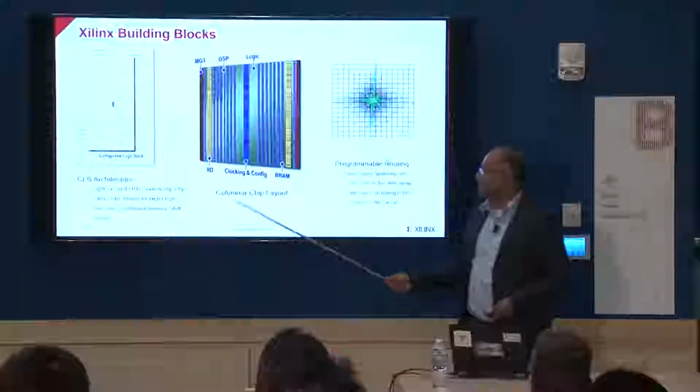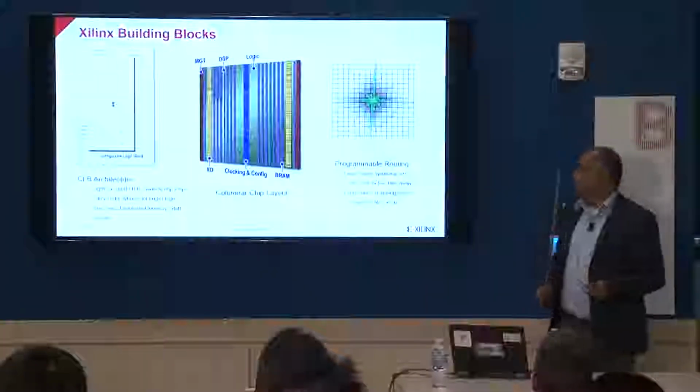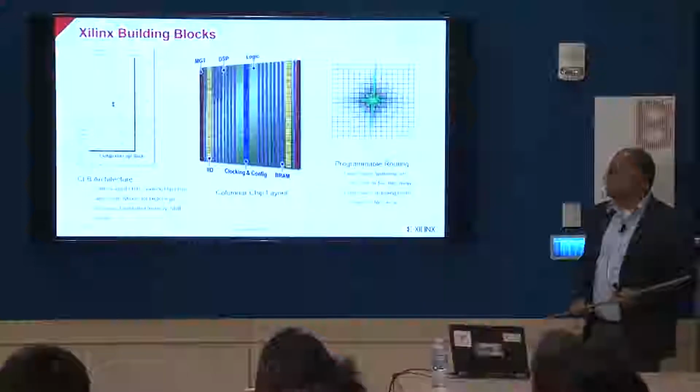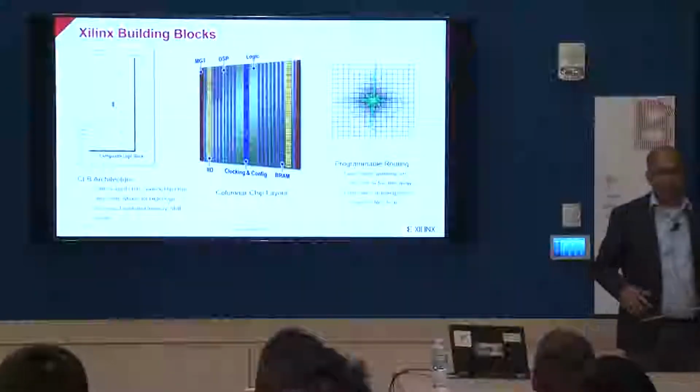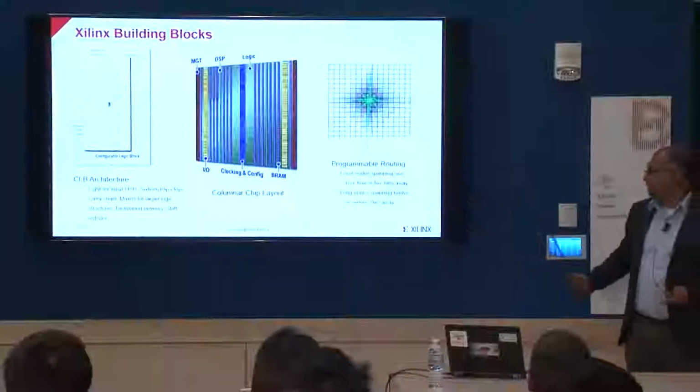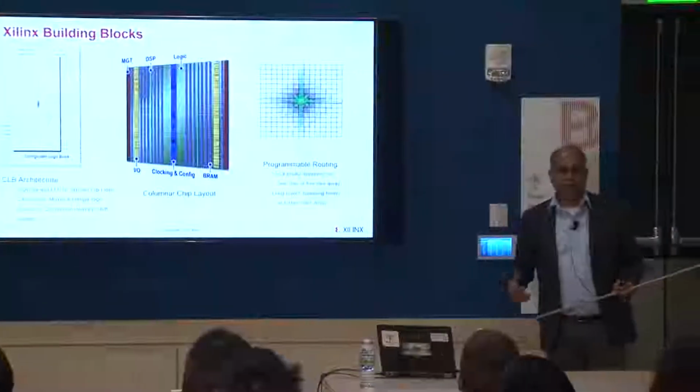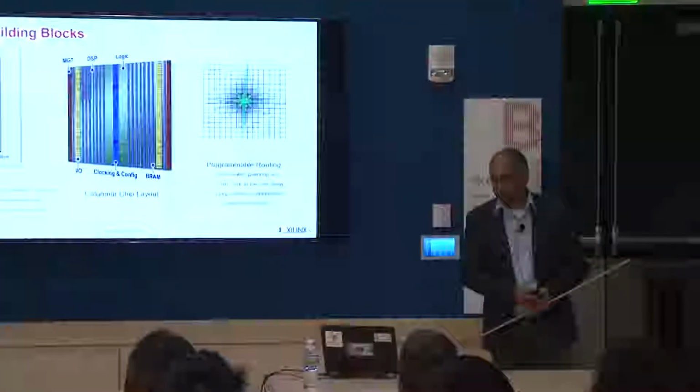So this is a CLB, which does the basic logic. And then there is a programmable routing. And this routing is kind of a hierarchical routing. We have local routes, and then we have long routes. And that's how you basically build the whole chip, okay?